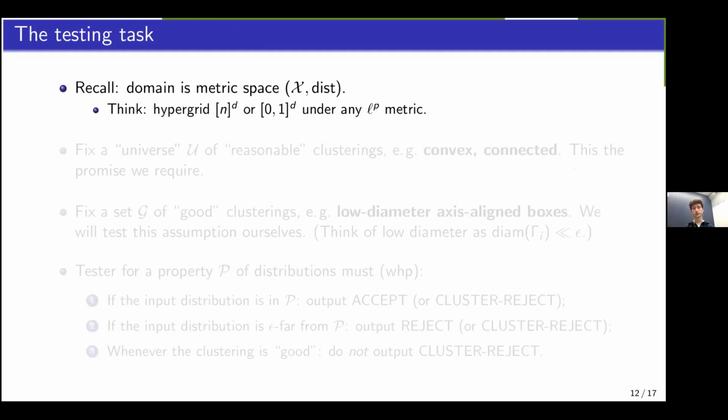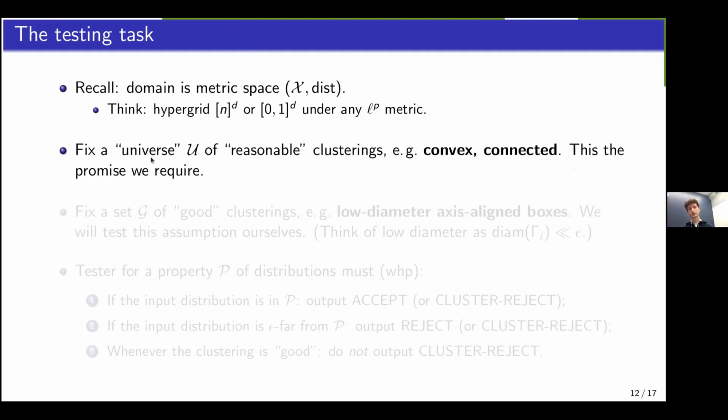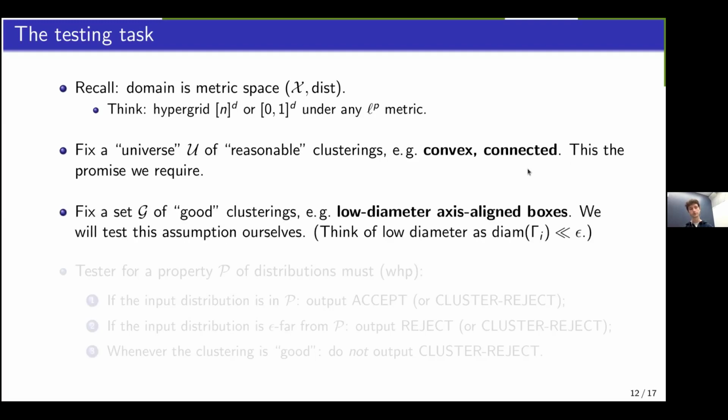Okay, so now I can formally describe our task. Recall that the domain is a metric space (X, dist). So here, think of the domain as, for example, the hypergrid in d dimensions or the continuous unit cube under any Lp metric. And first, we fix a universe U of the so-called reasonable clusterings, for example, the convex connected ones. And this is the only promise that we require from the collector, okay?